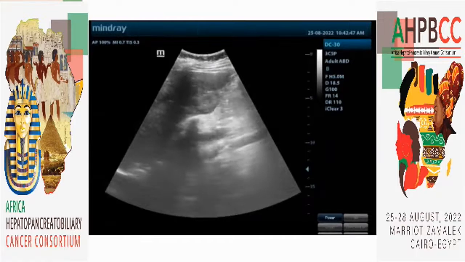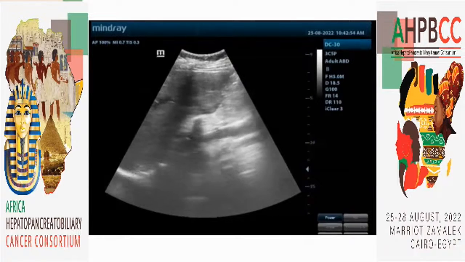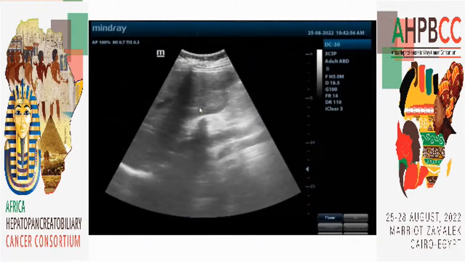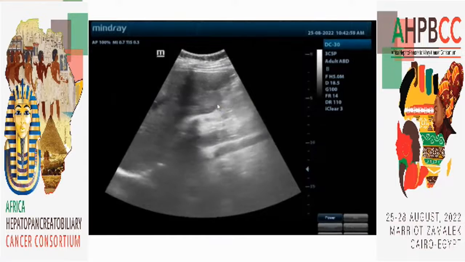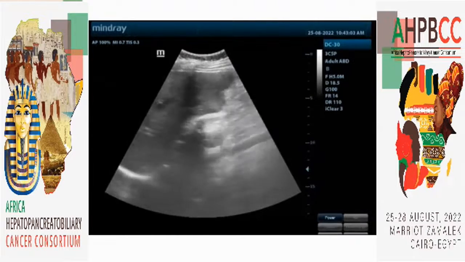And what is characteristic in this lesion compared to other lesions is that it is exophytic. Part of the lesion is seen having a contour bulge outside the border of the liver. So the site is segment 6.